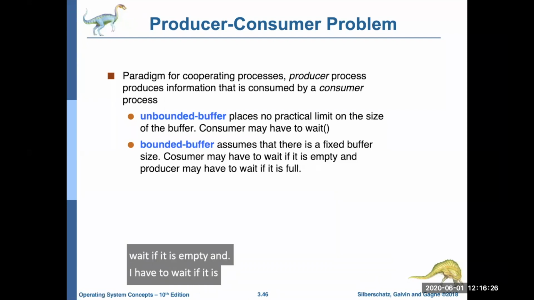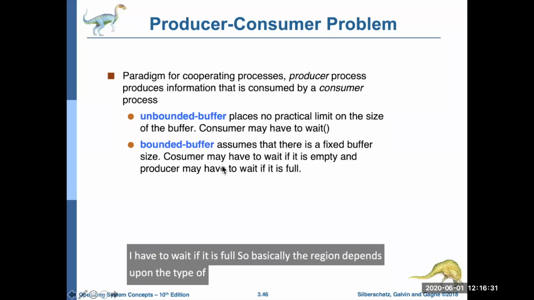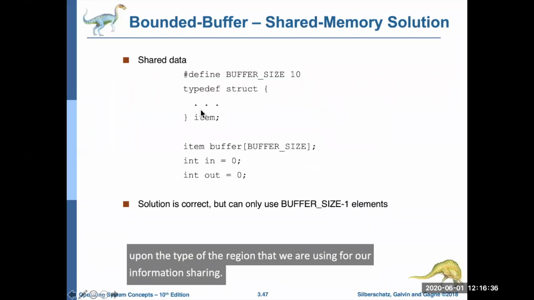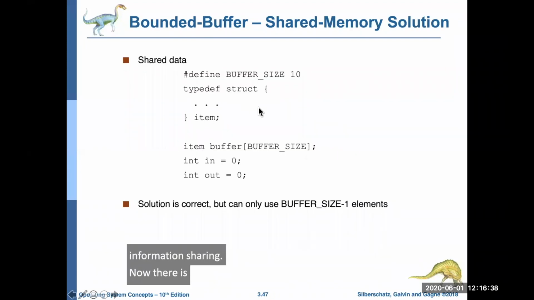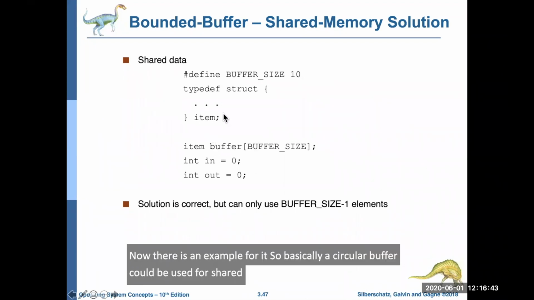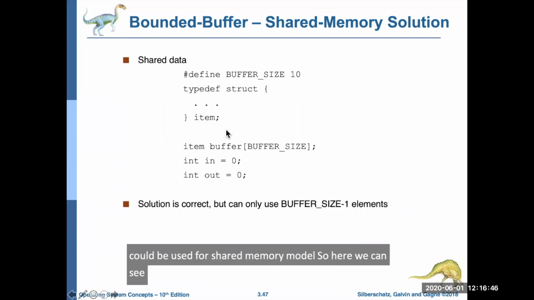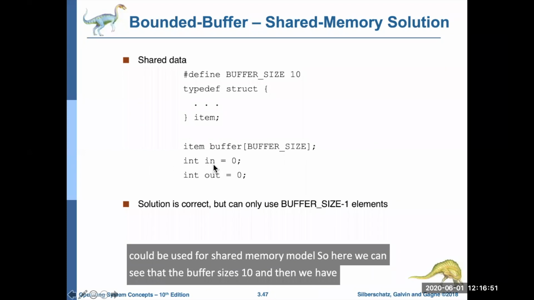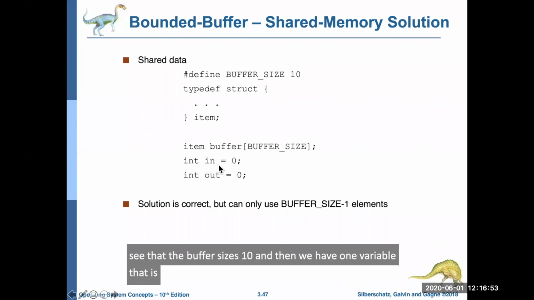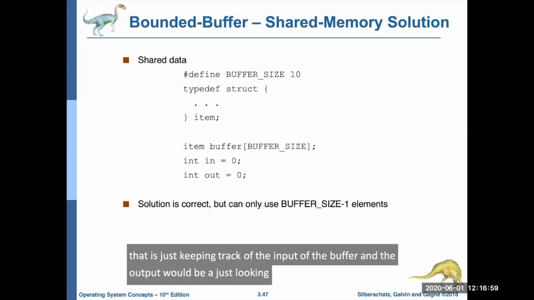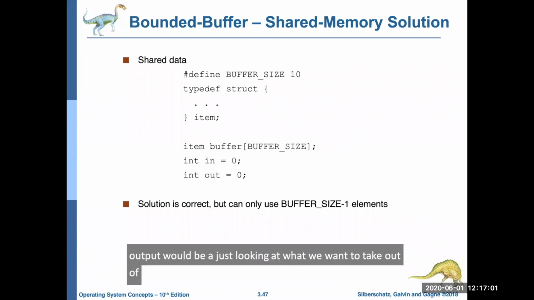So basically, the region depends upon the type of the region that we are using for our information sharing. Now, there is an example for it. A circular buffer could be used for the shared memory model. Here we can see that the buffer size is 10, and we have one variable that is just keeping track of the input of the buffer, and the output would be just looking at what we want to take out of it. So circular buffer is basically with two pointers.